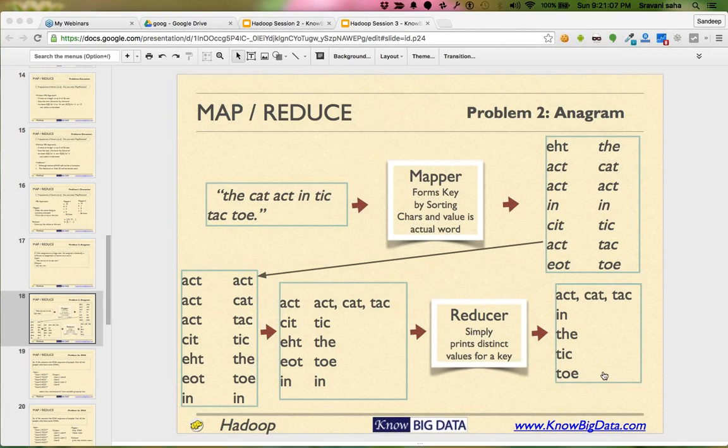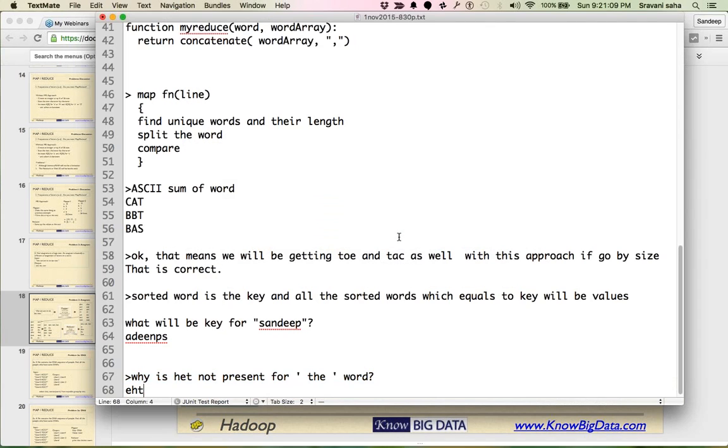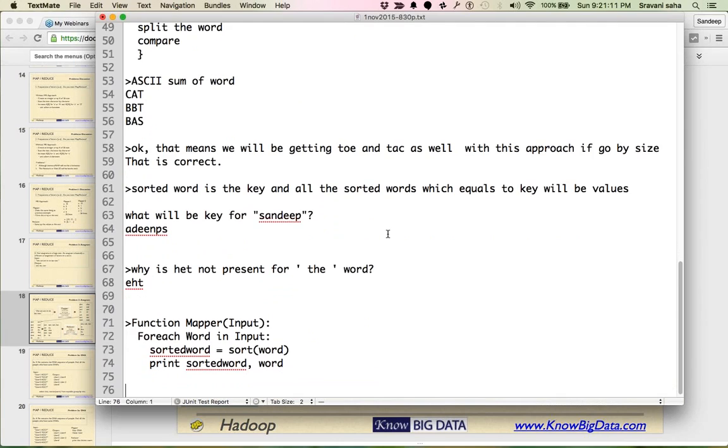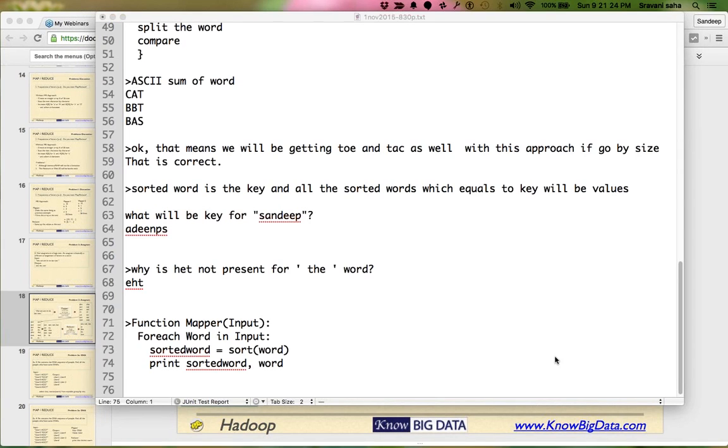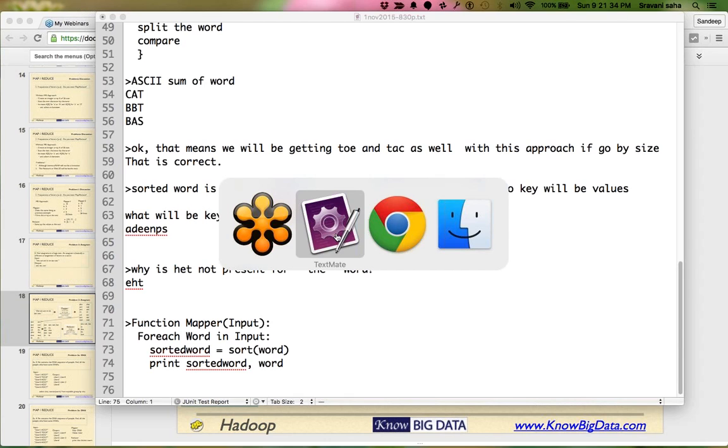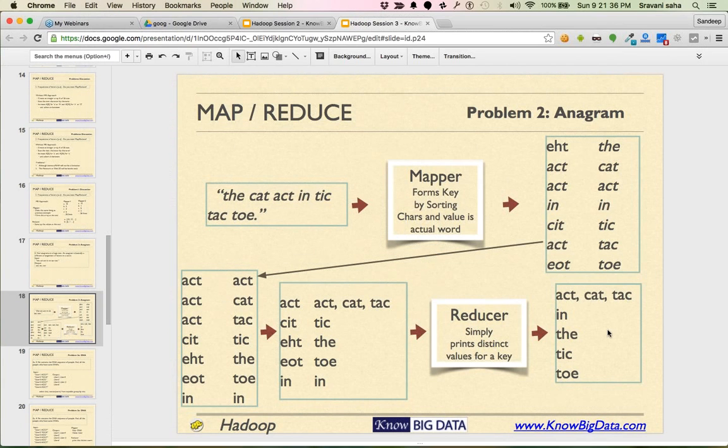Yes, Pavan, you are right. Actually, I had seen your answer to this question earlier. So this is the approach we are actually taking. All right, good point.